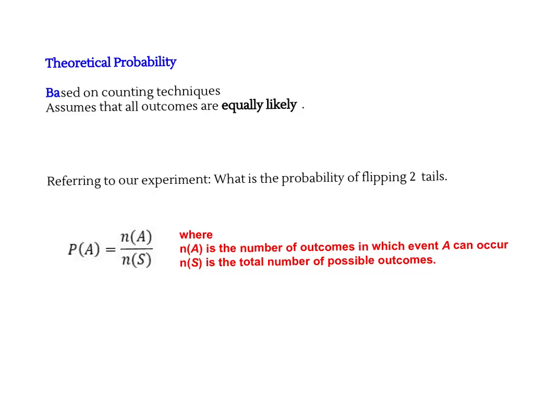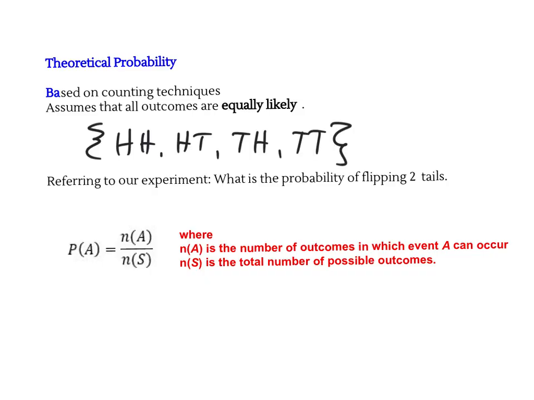So the probability of flipping two tails, where A is the number of outcomes in which event A can occur, and S is the total number of possible outcomes. Remember from a couple of pages ago where our sample space was heads, heads, heads, tails, tails, heads, or tails, tails. So that is 4 possible outcomes, or our total number of possible outcomes is 4, and then one of those is tails, tails.